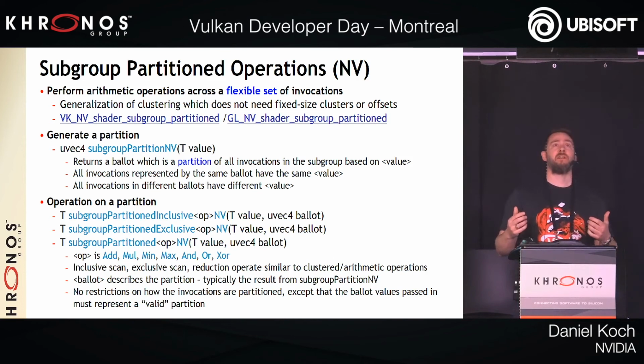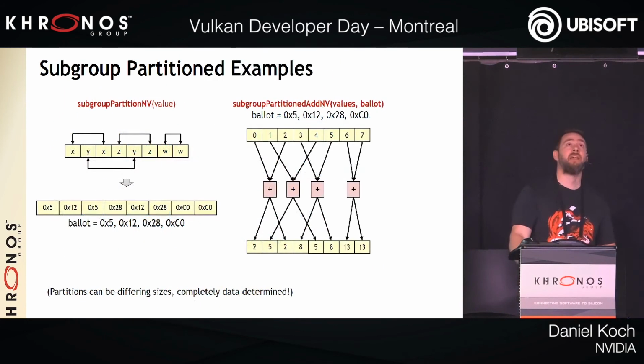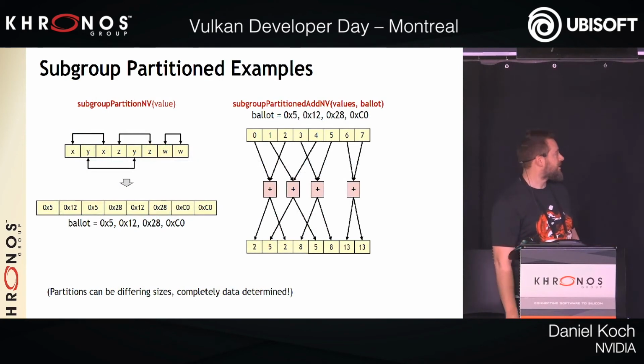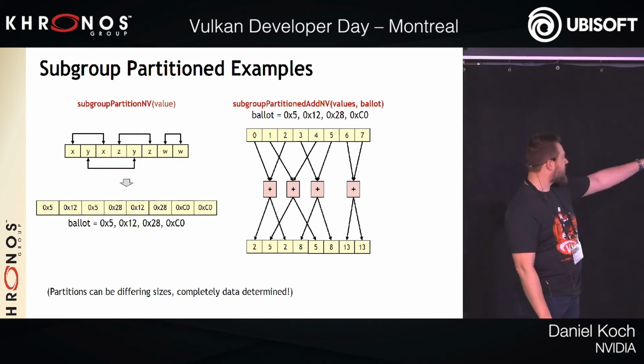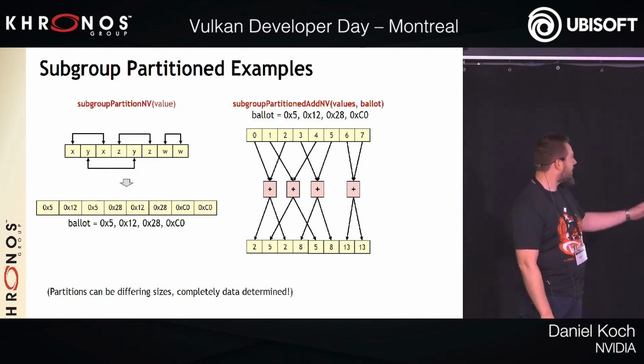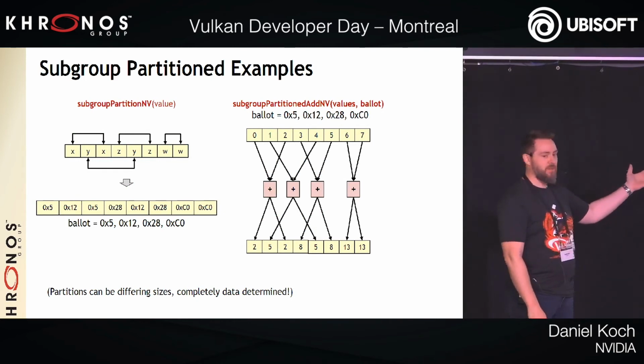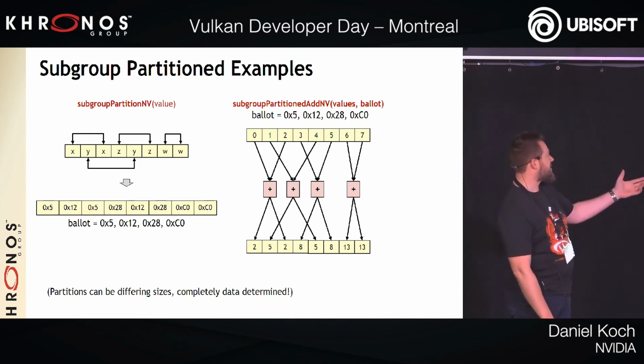There are no restrictions on how the subgroup is partitioned. It just has to be that if you pass in a partition, it has to be a valid partition. So you can't have more bits set than there are active invocations, for example, and things like that. That's why you generally want to use the result of the subgroup partition function to generate the ballots. Just an example of what this looks like. So if you have the subgroup partition function, in this case you can see it doesn't nicely break down into pairs of values.